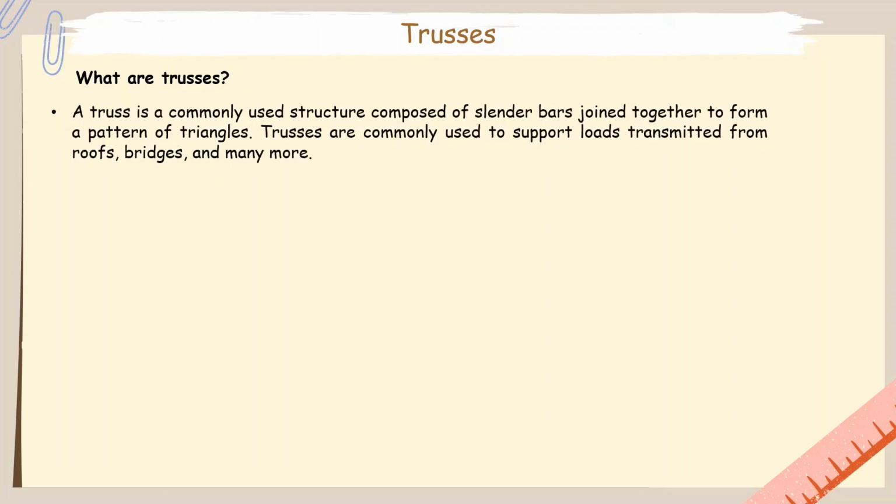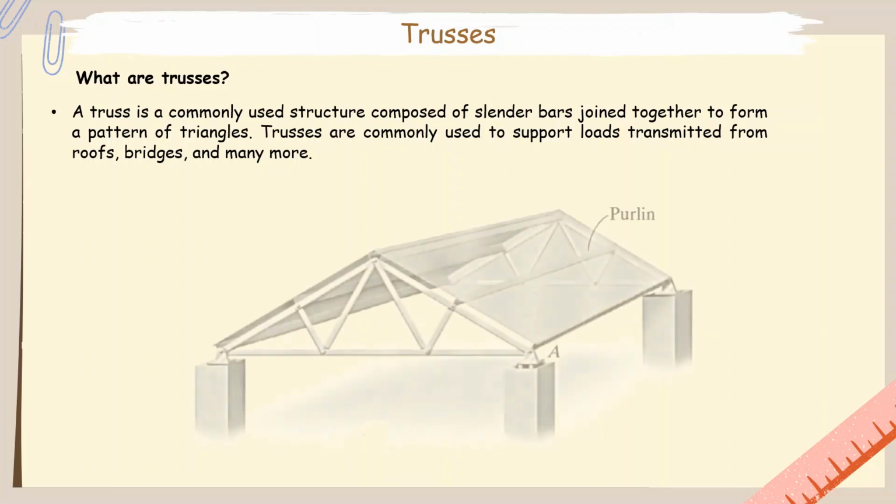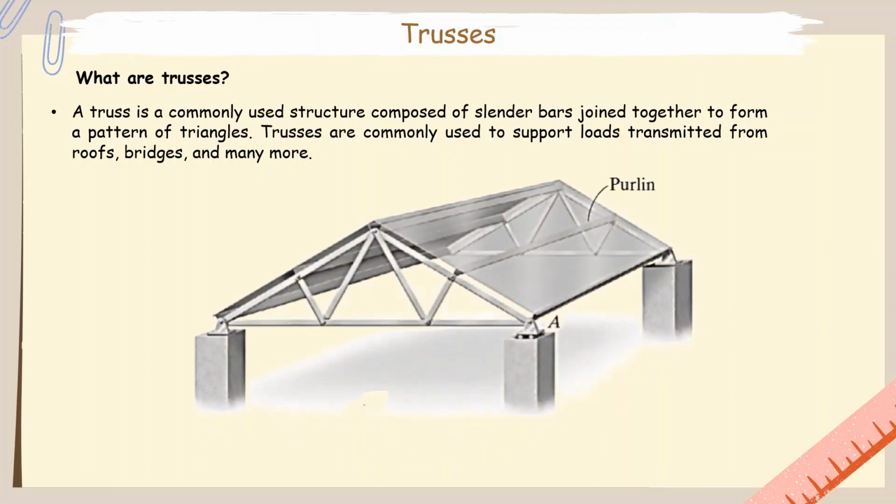A truss is a commonly used structure composed of slender bars joined together to form a pattern of triangles. Trusses are commonly used to support loads transmitted from roofs, bridges, and many more. So this is an example of a truss supporting our roofing materials.